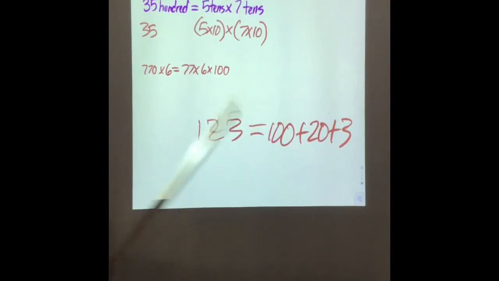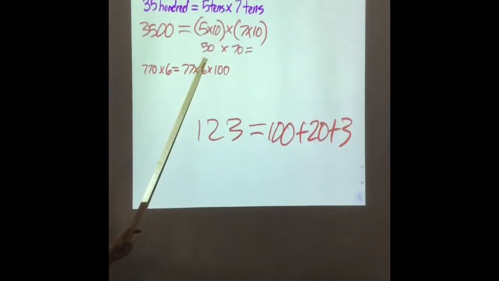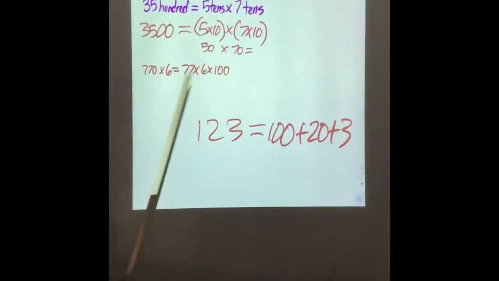How many zeros are in 100? 2. So I'm going to put mine here. Let's see if these equal each other. So 5 times 10 would be 50, and 7 times 10 would be 70, right? And we know that 5 times 7 is 35. And we have our 2 zeros, right? Are those equal? Yes, they are. Cool, huh?